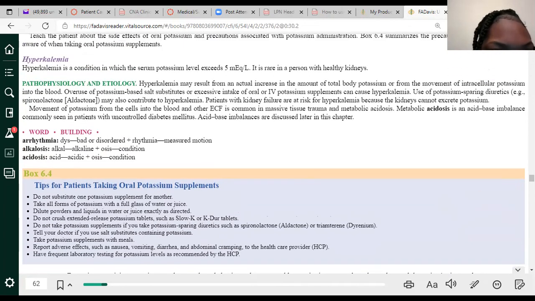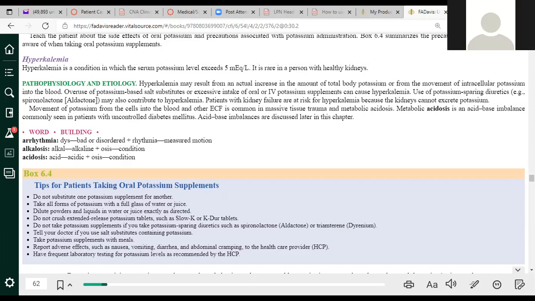Hyperkalemia may result from an actual increase in the amount of total body potassium or from the movement of intracellular potassium into the blood. Overuse of potassium-based salt substitutes or excessive intake of oral or IV potassium supplements can cause hyperkalemia. Use of potassium-sparing diuretics like Aldactone or spironolactone may also contribute to hyperkalemia. Patients with kidney failure are at risk for hyperkalemia because the kidneys cannot excrete potassium.